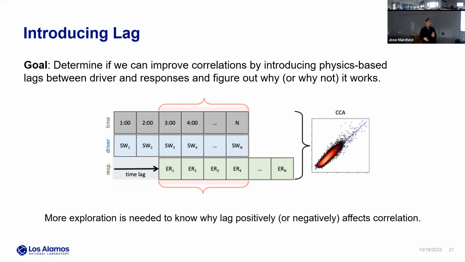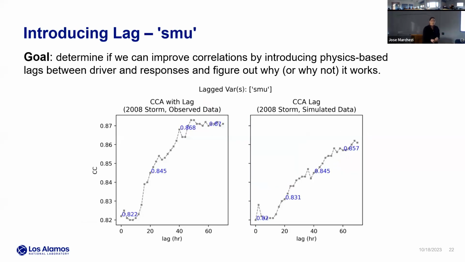This was done at the very tail end of the summer, so we haven't gone too far with it, but when we looked at the SuperMAG indices, we did get improved correlation, although minimal. We have the observed data on the left and the simulated data on the right. For the lag that we introduced over a 60-hour period, we actually do get a higher correlation coefficient. Although it is very small, it goes from about 0.82 to 0.87, which is still an improvement. We're still looking into why that happens and why sometimes it doesn't, such as in the 2013 storm.